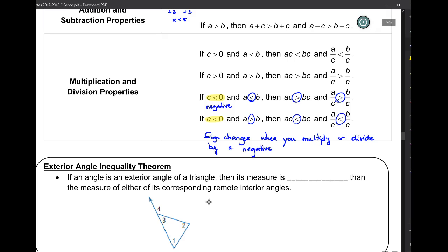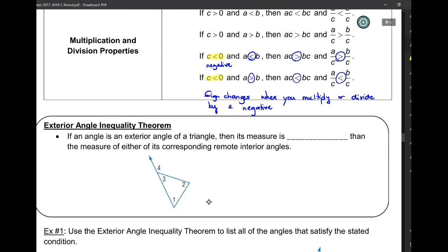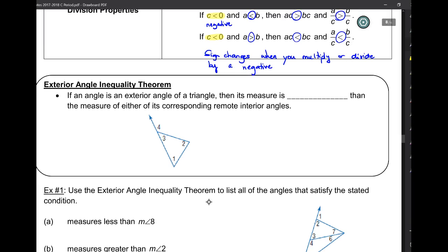Okay, because we're actually going to solve inequalities just like you did with Algebra 1 last year, but we're going to apply it to some geometric shapes, a triangle specifically. Does that make sense? Okay. All right, exterior angle inequality theorem.